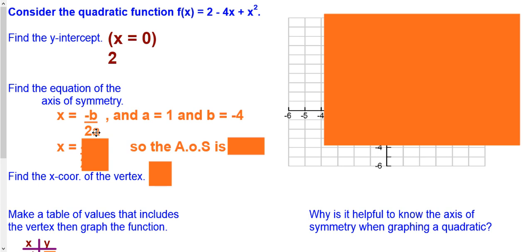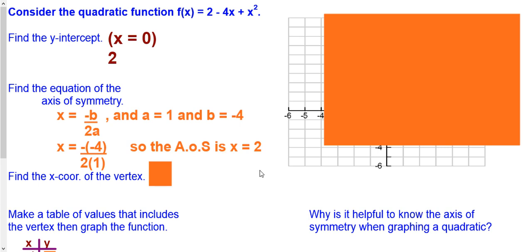So we'll take the opposite of negative 4 over 2 times 1. And so we get 4 on top over 2 on the bottom, so we get our axis of symmetry being x equals 2. I've seen a lot of people put their axis of symmetry as just being 2.